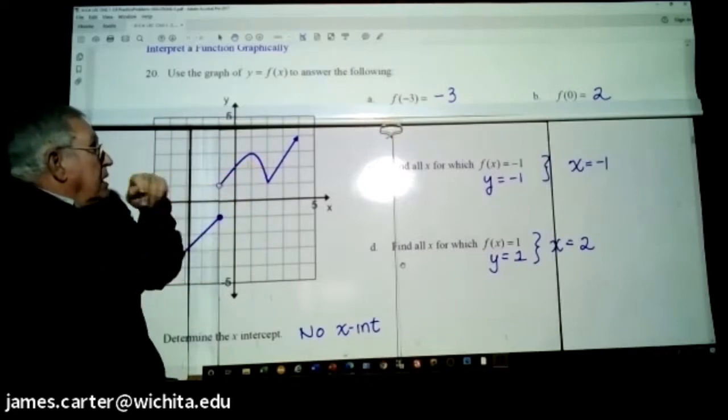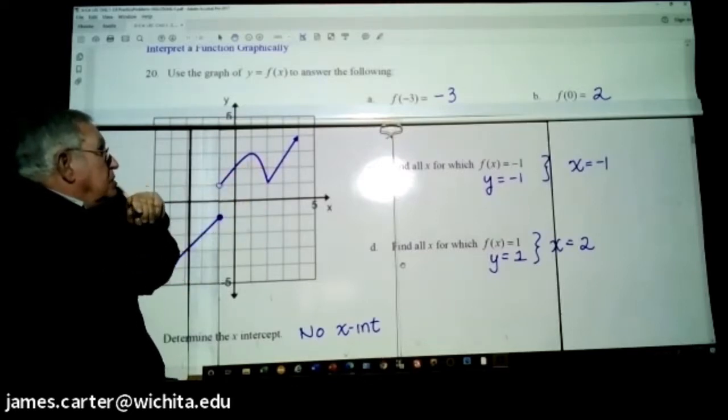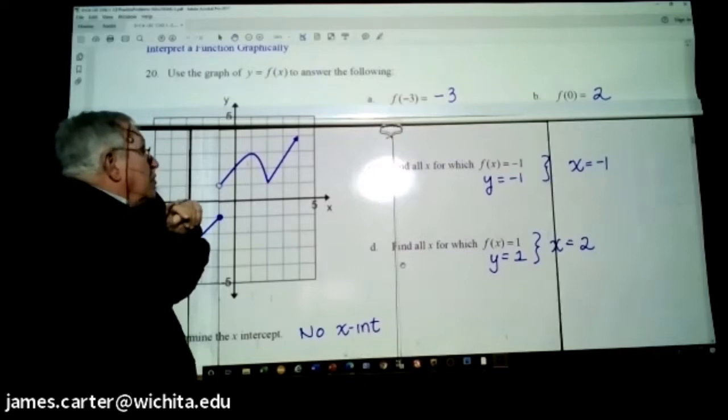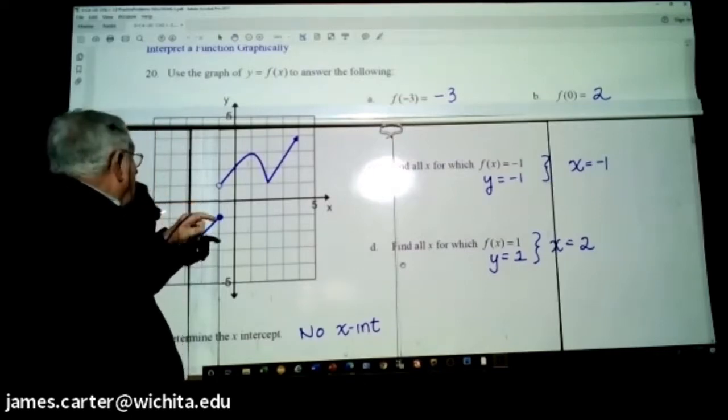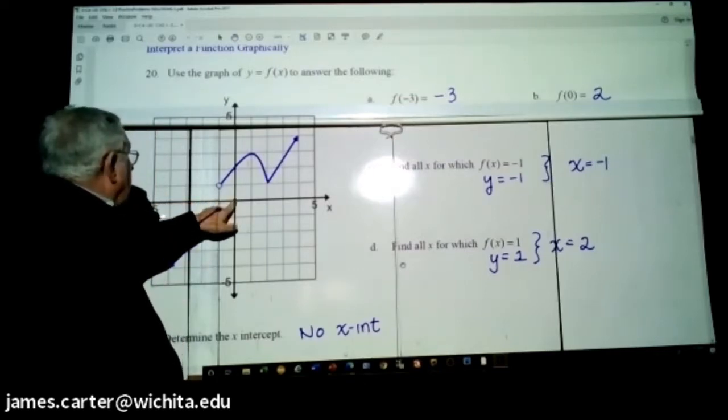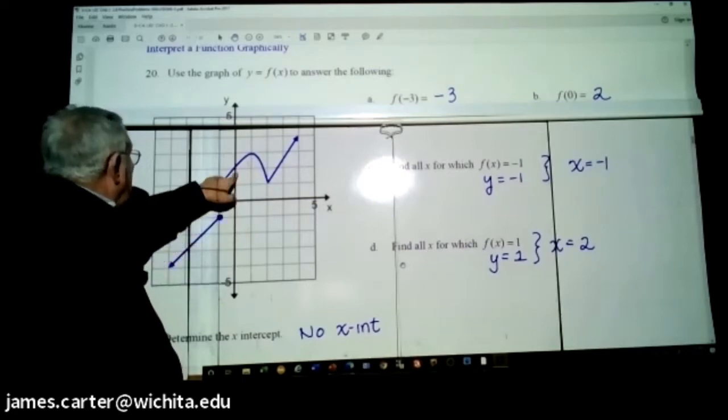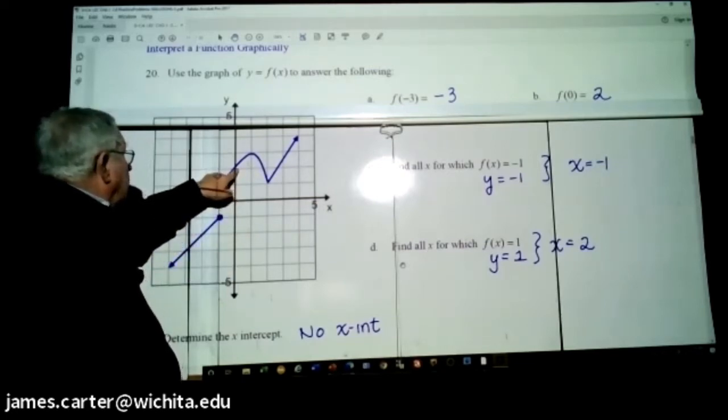Okay, for problem B, they say they're going to use a substitution value of x equals 0. And what is y? Well, here is 0. Nothing down this way, but y equals 2 right there.